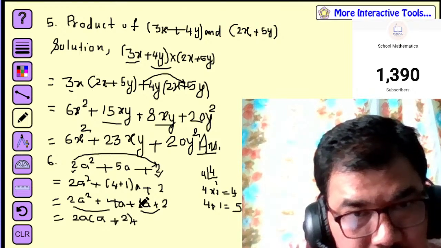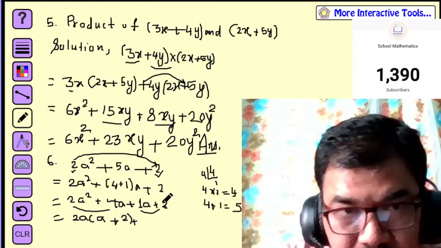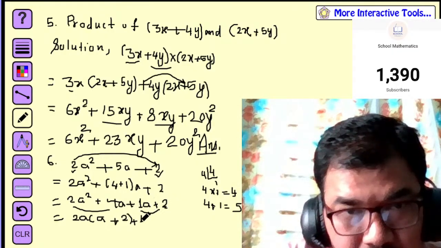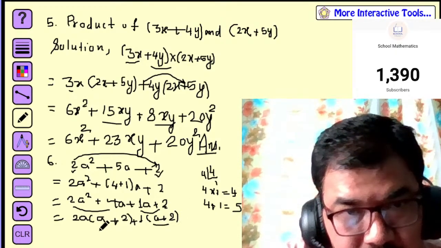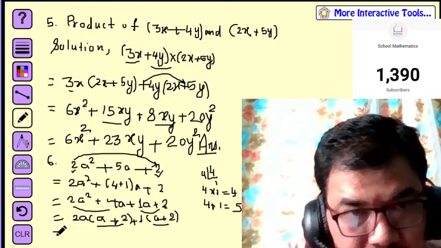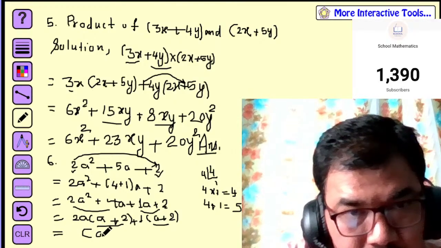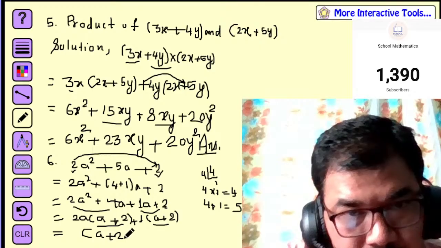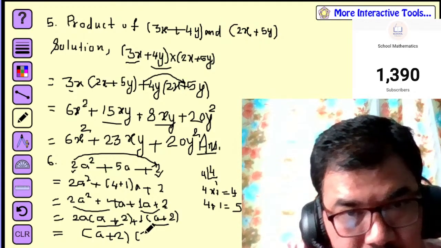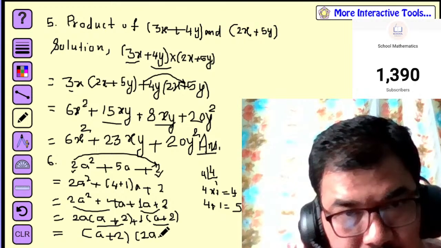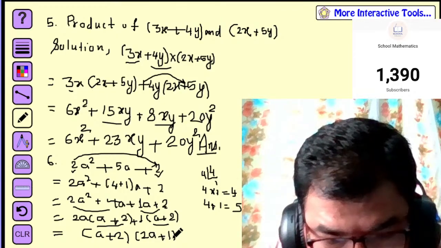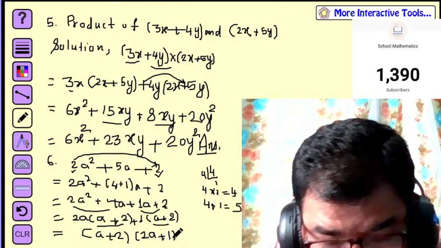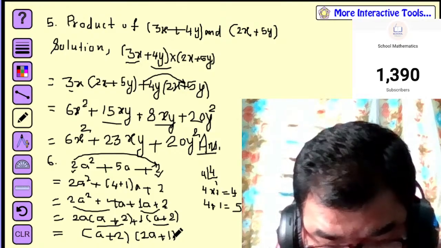Then here is nothing, means 1 remains as the common factor of these two terms, and then a plus 2 remains. That means here is a plus 2, here is also a plus 2. Then again we can take a plus 2 common, and the next one is 2a plus 1. This is the way to factorize such type of question, such trinomials.